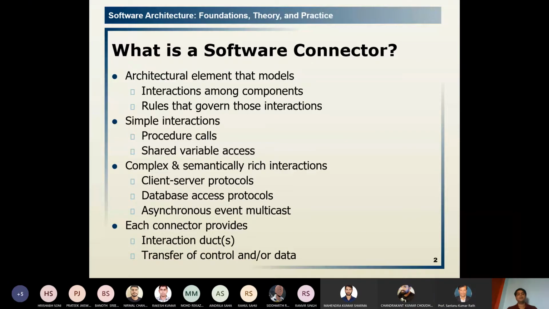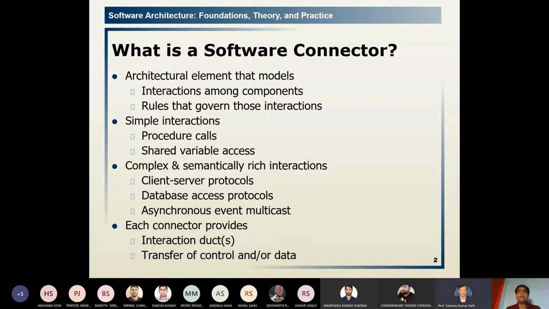Now we are discussing the software connector: in which environment we are using which type of connectors with the components. Then what is a connector? We have already discussed this. It is the architectural element of a particular model. It is the main interaction among the components. It has the main importance of interacting among the components, and the rules that govern those interactions.